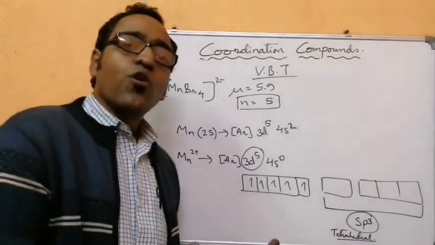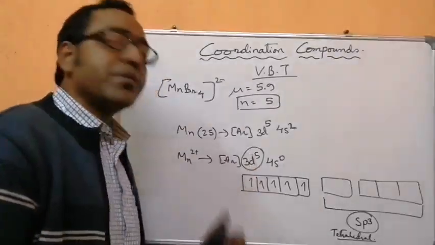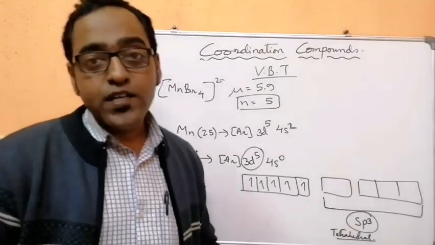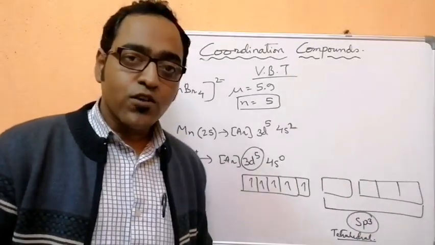Hope you understood all this: hybridization, the spin-only magnetic moment, the inner orbital complex and the outer orbital complex.